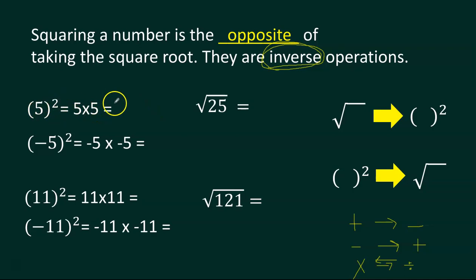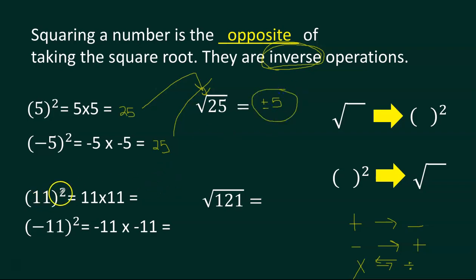When you square 5, you end up with 25. When you square negative 5, negative 5 times negative 5 is also 25. Well, if you want to get back to the 5, the opposite would be to apply the square root symbol. The square root of 25 is 5 or negative 5.